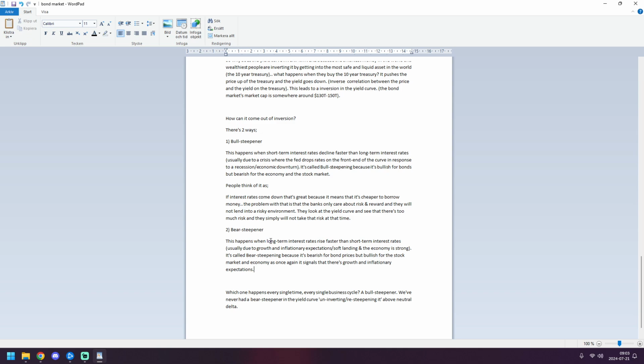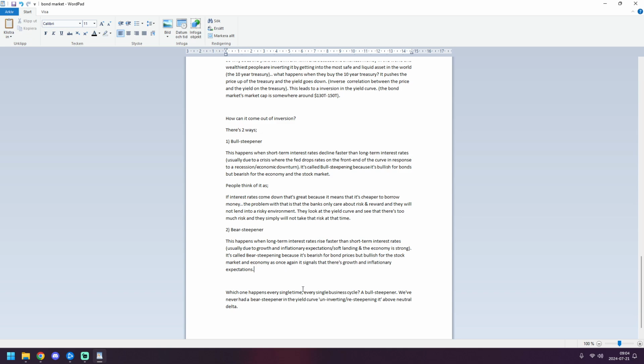This happens when long-term interest rates rise faster than short-term interest rates, usually due to growth in inflationary expectations or a soft landing in the economy. Keep in mind, by the way, that the long end of the yield curve is more so linked to growth and inflation expectations. Okay, it's called bear steepening because it's bearish for the bond prices but bullish for the stock market and the economy, as once again it signals that there's growth and inflationary expectations.